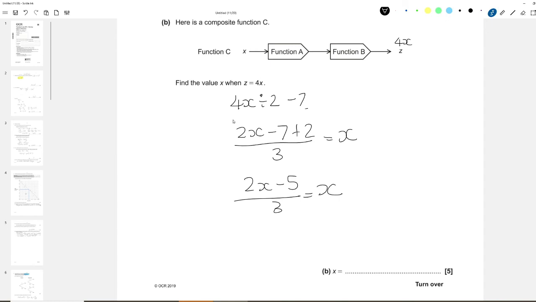Now remember when I said you want to get rid of the divided by 3. To get rid of the divide by 3, you would times by 3. So I'm going to times both by 3. I will get 2x minus 5 equals 3x. Move the x's to the right by subtracting. Minus 5 would equal x. So x would equal minus 5.